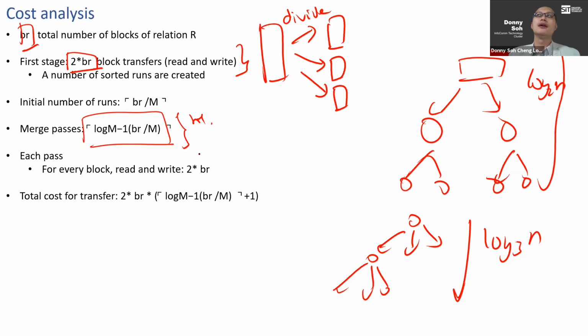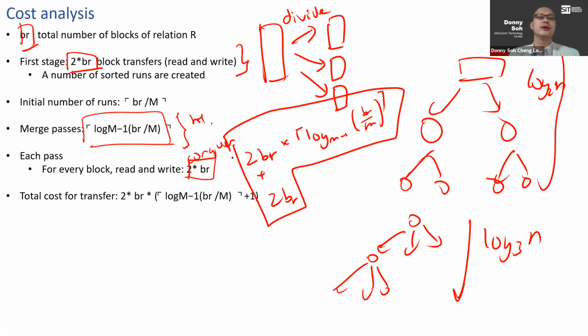And at every conquer stage, we incur this multiplied by this, so 2BR multiplied by log M minus 1 of BR over M. And we also incur this at the initial divide stage. And so the cost will be equal to the sum of these two values. Okay, I hope this is clear.